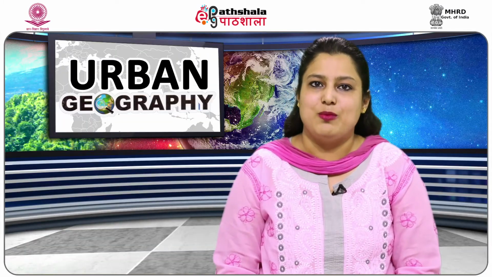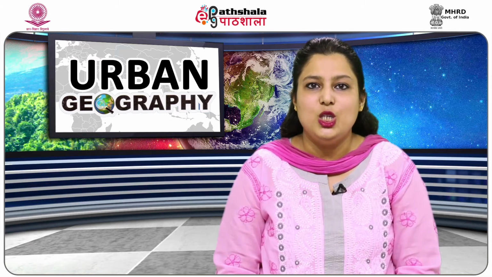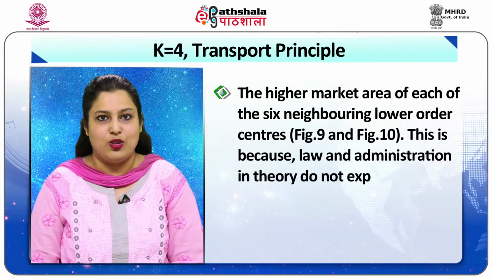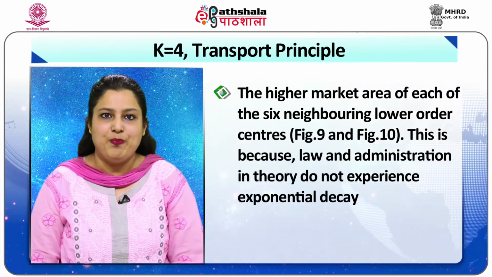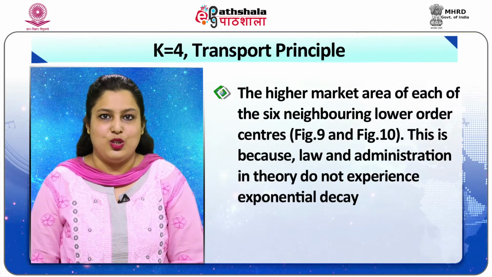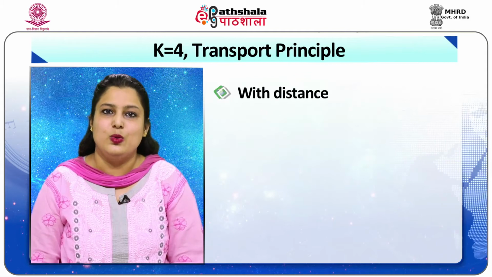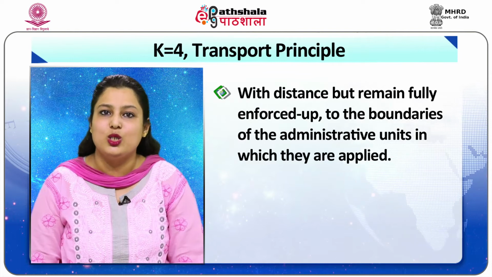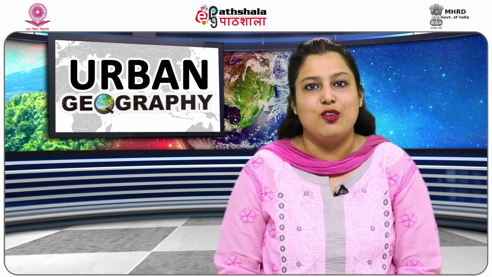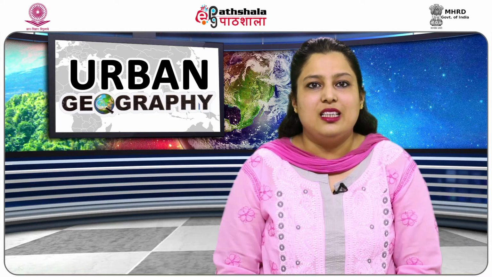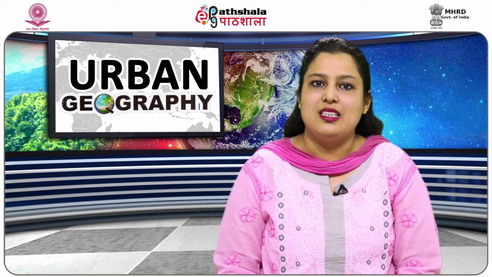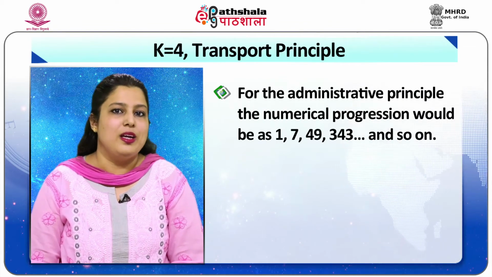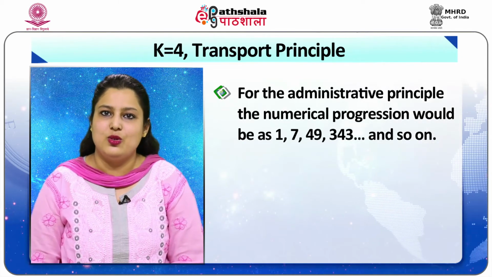K = 7, the administrative principle. The market areas of each of the higher order centers include the market areas of each of the 6 neighboring lower order centers, as shown in figures 9 and 10. This is because law and administration, in theory, do not experience exponential decay with distance, but remain fully enforced up to the boundaries of the administrative units in which they are applied. This is most efficient if each higher order place clearly controls the territories of those places beneath it in the system. For the administrative principle, the numerical progression would then be 1, 7, 49, 343 and so on.